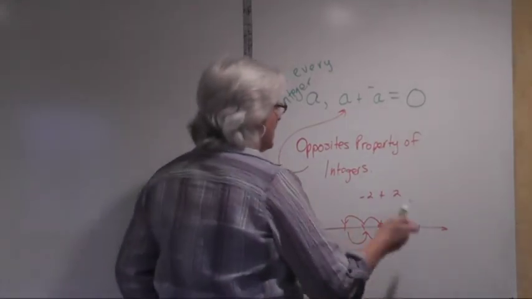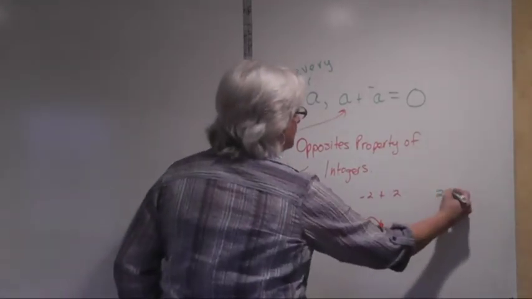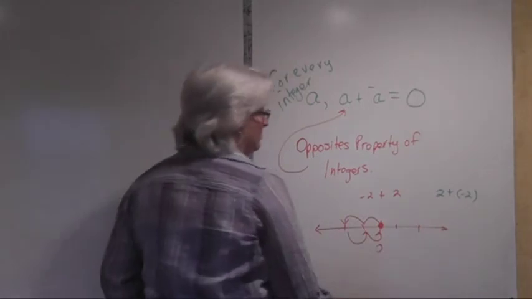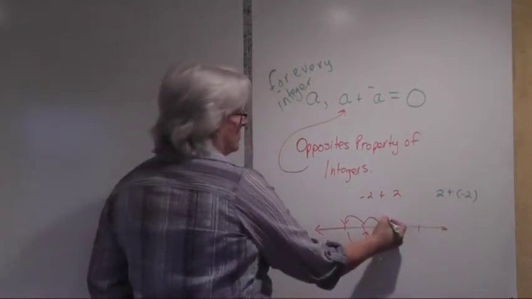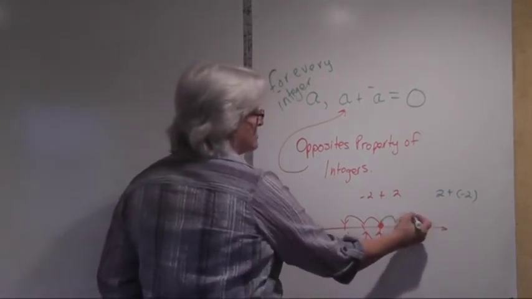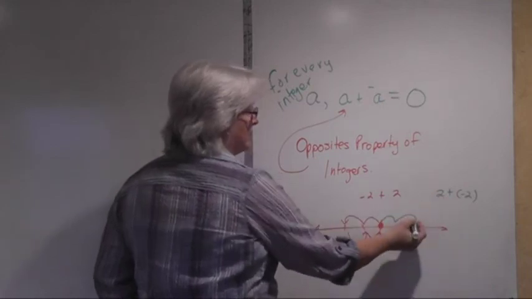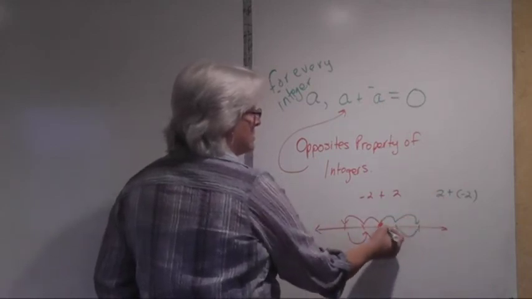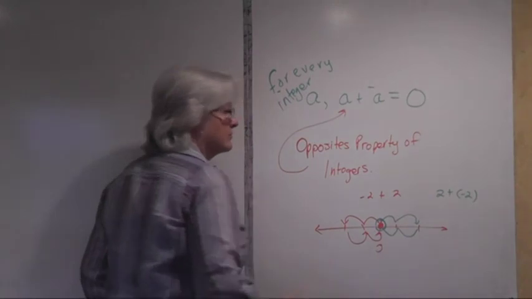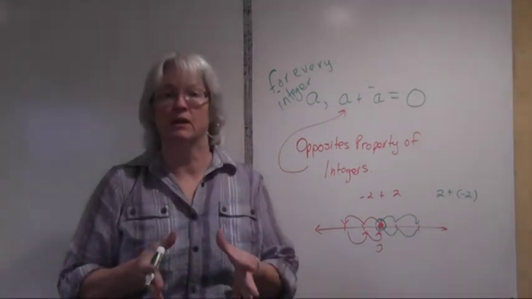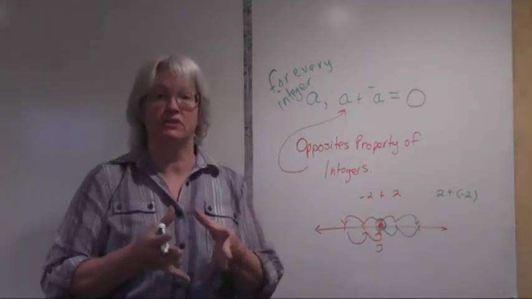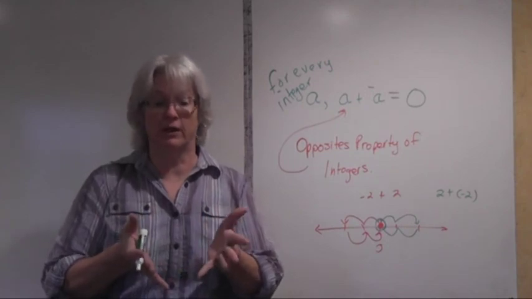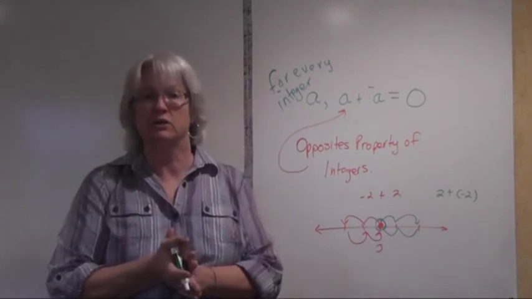Well, what if we had 2 plus a negative 2? 2 on the number line is 2 units to the right, plus a negative 2, 2 units to the left. And we still see that the sum of a number and its opposite is always equal to 0 on the number line. That's the end of section 4.2.